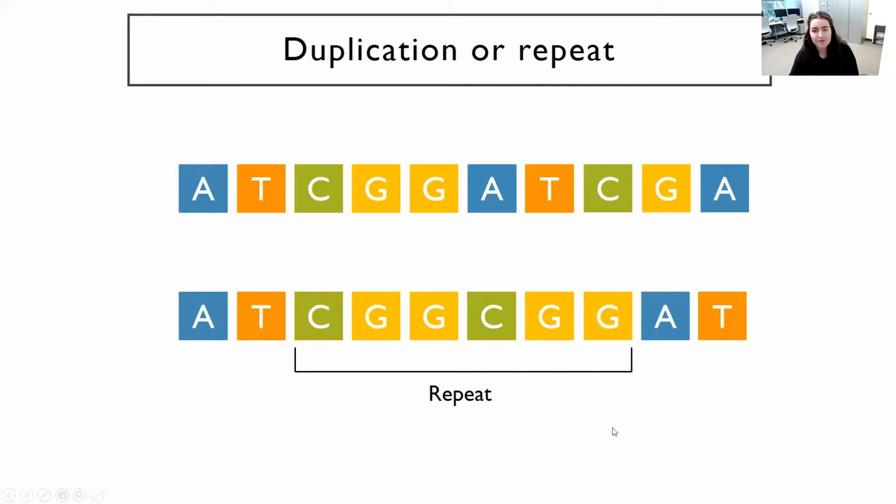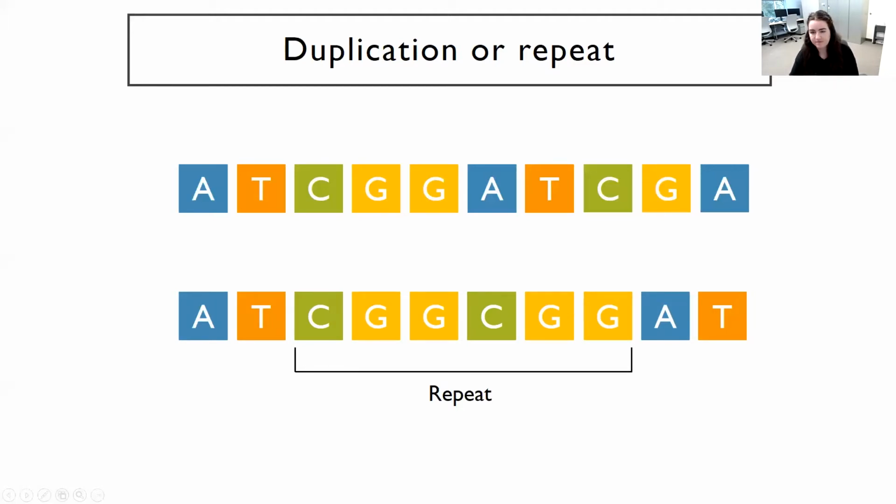And then another option is a duplication or a repeat. So this is the cause of disease in conditions like myotonic dystrophy and Friedreich's ataxia, where you can see we have this series of letters, this CGG, and then it gets repeated here, and that causes disease.